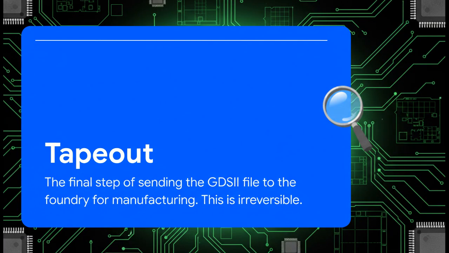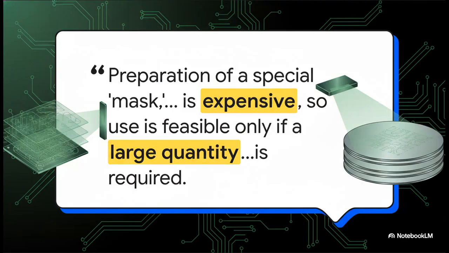And the moment you send that GDSII file to the foundry, that has a name. It's called tape-out. And this is a huge deal in any project because it is the absolute point of no return. Once you tape out, that's it. The design is locked in and the incredibly expensive manufacturing process kicks off. And that finality, it's a really big deal.